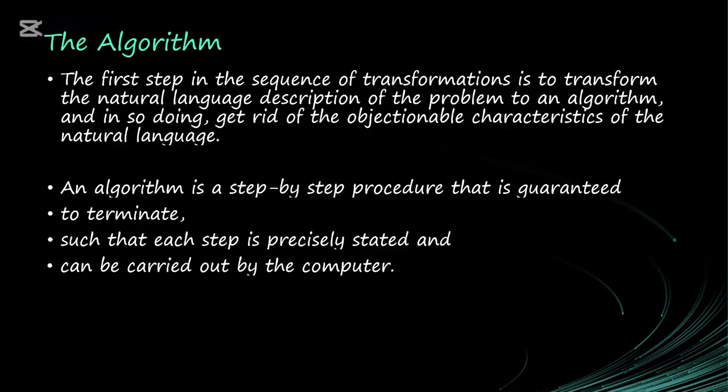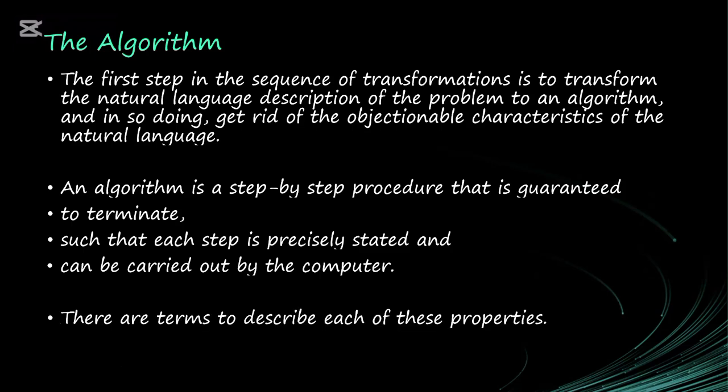Computers cannot do everything. Every computer has a set of things that they can do. Do you understand? Every computer has a set of operations, a set of computations that they can perform. So you're not going to give a computer what they are not designed to perform. There are terms to describe each of these properties. Don't worry, we're going to discuss all these things at length when we talk about algorithms in their own chapter.